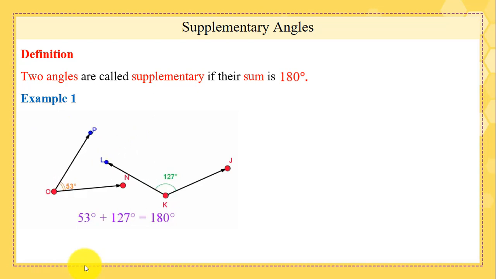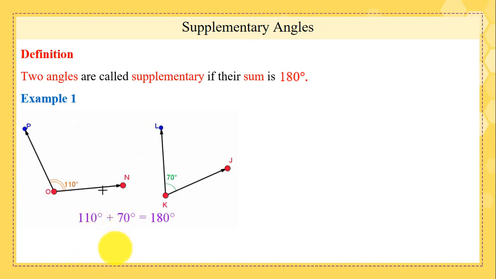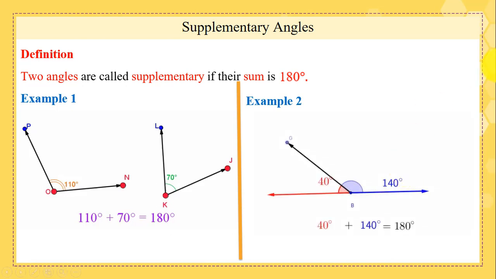Let's check. This is an example. 110 plus 70 equal 180 degrees. Let's take another example about supplementary angles. These two angles are always 180 degrees. Their sum is 180 degrees. Let's see. 80 plus 100 equal 180 degrees.